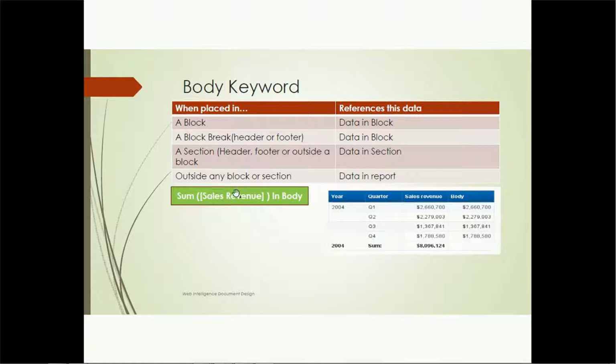So this is an example: sum of sales revenue in body. See, in body means whatever the data is available here, it will display as is. If I wanted to add this value in a break, it will give the data in a break. If I put this formula in a section, at section or top level, then it will give the data in a section, and outside any block or section, it will give data in a report. So this is about the body keyword.